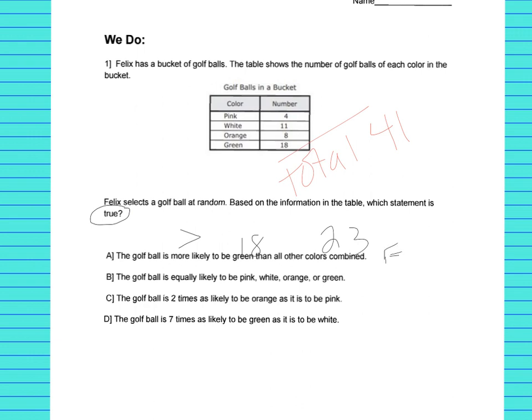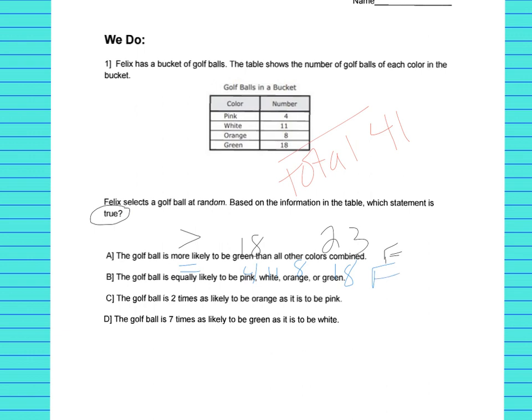Let's look at the next one. It says a golf ball is equally likely to be pink, white, orange, or green. So we put equally likely. Pink is 4. White is 11. Orange is 8. And green is 18. So if we read this, they're saying that 4, 11, 8, and 18 are all equal. Is that true? No. So we're going to put false there also.